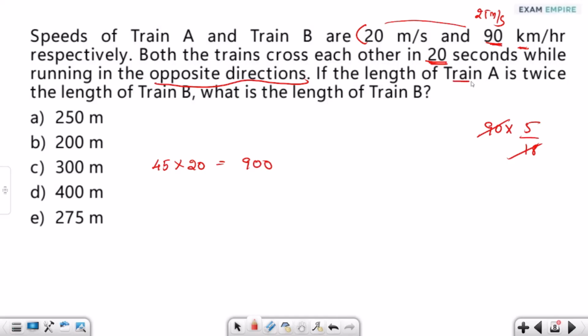If length of train A is twice the length of train B, what is the length of train B? So A and B train length is 2:1 and you need to find what is the length of train B. So this 900 meter is nothing but length of train A and train B, and we need to find the length of train B alone. So into 1 by 3. So this is one time and it is 300. So length of train B will be 300 meters.